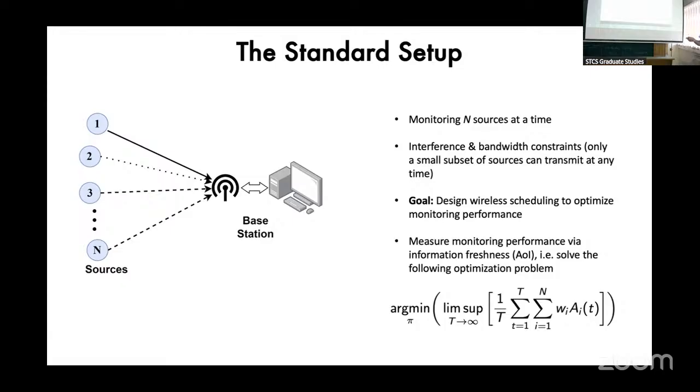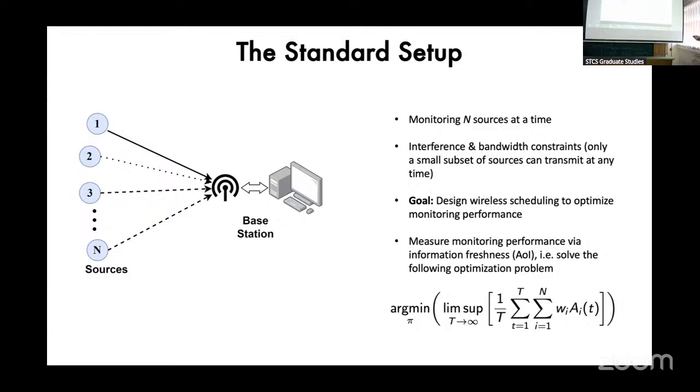And so this level of information staleness for each source i at the base station at time t is what we will represent as A_i(t). And that is the age of information for source i at time t. It's how long it has been since source i sent its current information to the base station. So how stale the information is at the base station at any given time for any source i.